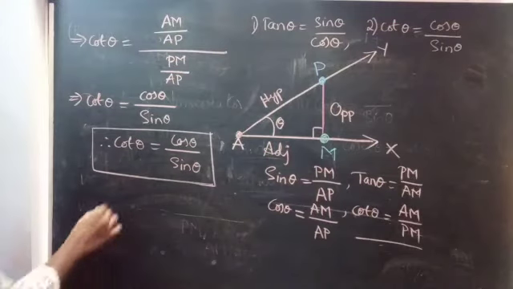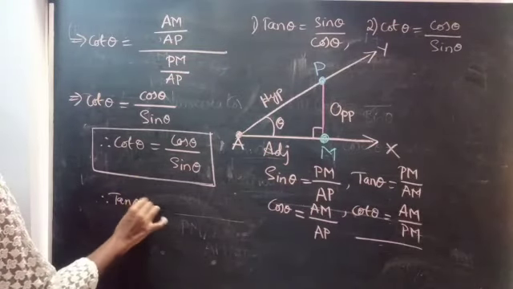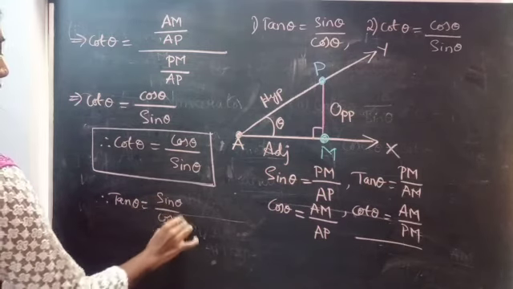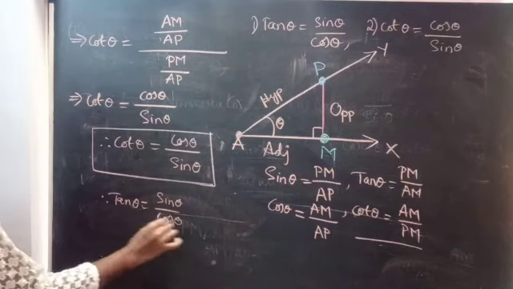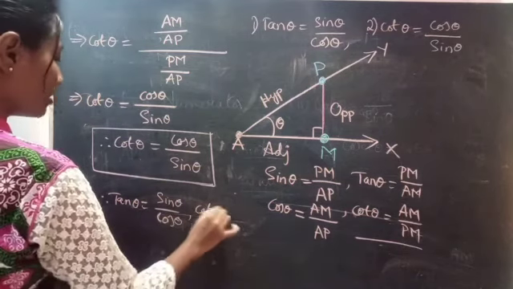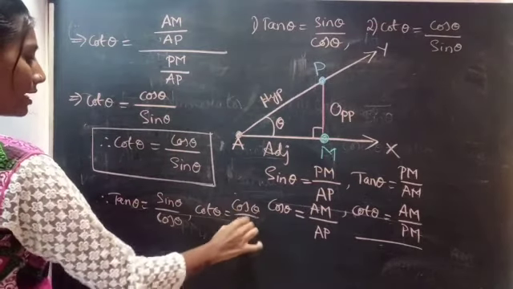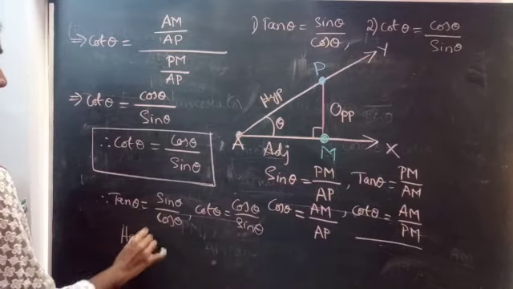So hence proved. Therefore, tan theta is equal to sin theta by cos theta, and cot theta is equal to cos theta by sin theta. Hence proved.